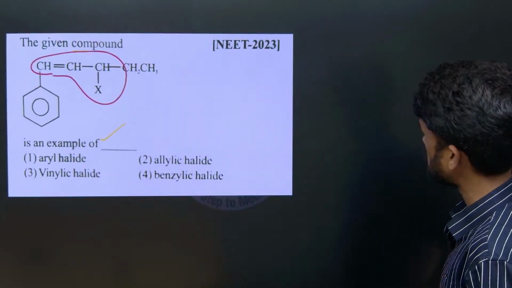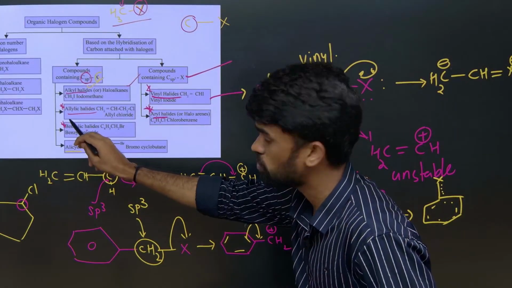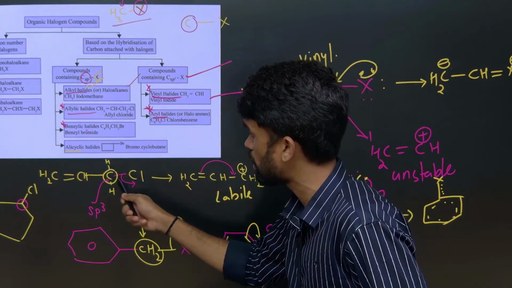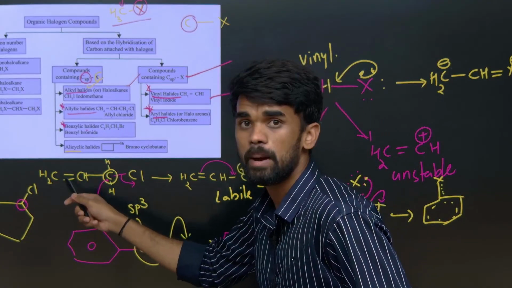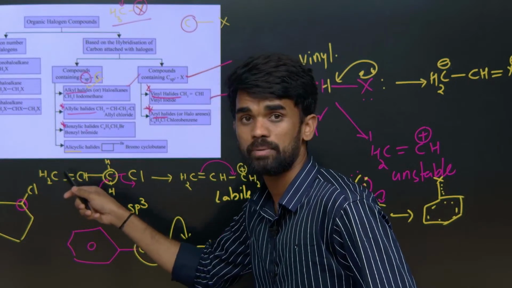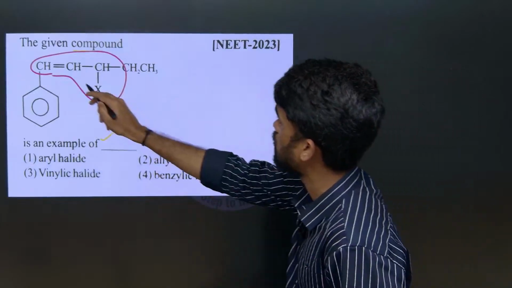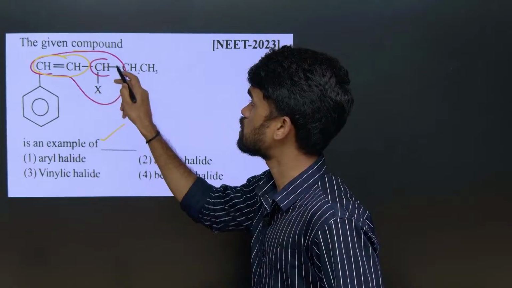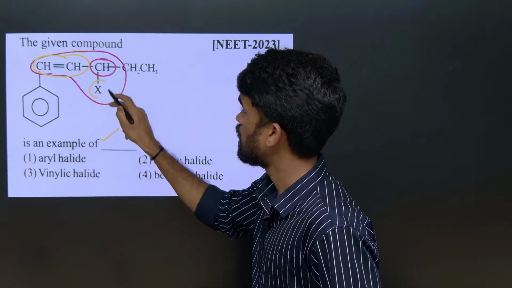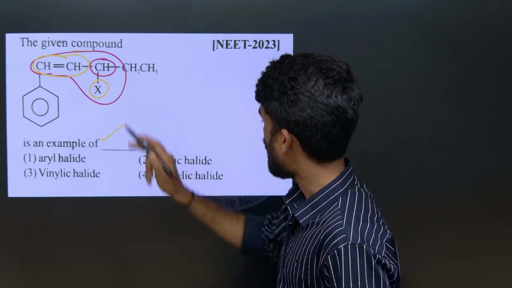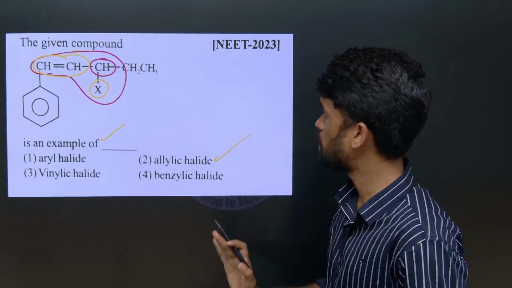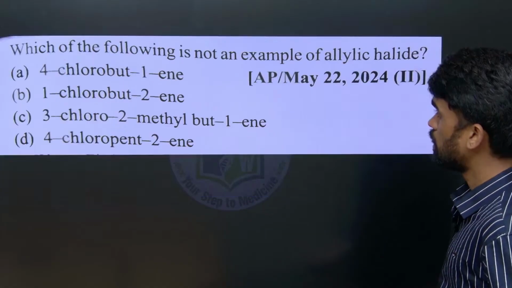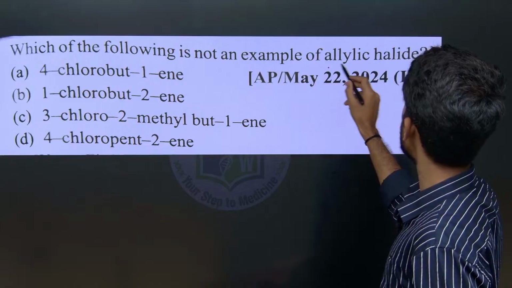Just now we discussed what we mean by allylic halides. Allylic means the halogen is attached to a carbon which is adjacent to a pi bond, that is, sp2 hybridized carbons. Here, double bonded carbons are attached to an sp3 hybridized carbon bearing one halogen, so I can say that is an allylic halide. I hope it is clear. So which option is correct? Allylic halide.